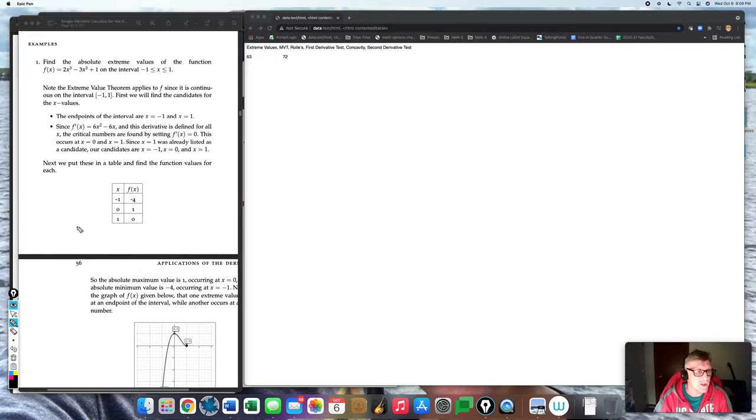So here's our function, right? Find the absolute extreme values of the function f of x. Sorry about my handwriting. Typing is much better than handwriting, isn't it? So here's our function. It's a cubic function. And we have the closed interval, which I'll write in interval notation from -1 to 1. Okay, so the function is only defined on that closed interval. In other words, we don't care what happens before -1, and we don't care what happens after 1. Okay? So we are going to list candidates.